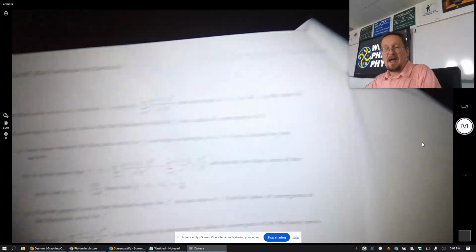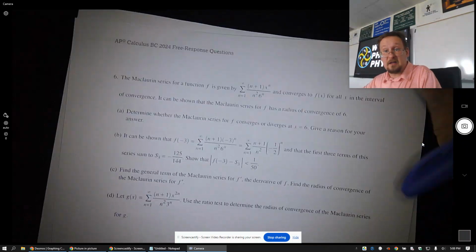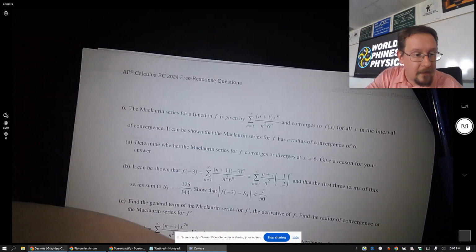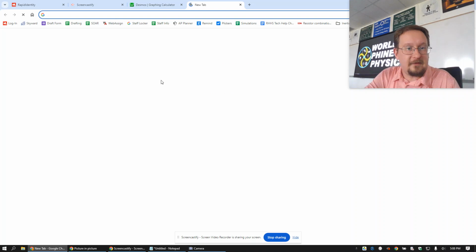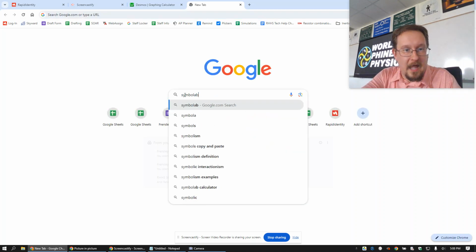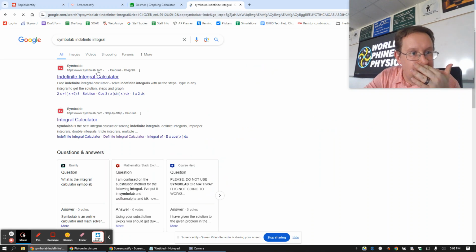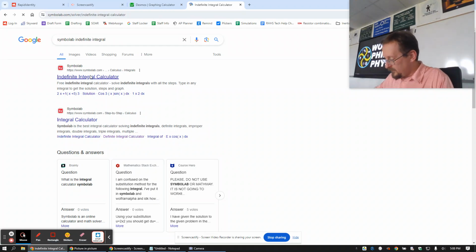I'm not looking up whether that's right. I don't have a way to take an integral. Actually, I think Symbolab has an indefinite integral calculator. Let's see what they have to say. Symbolab indefinite integral calculator. What was that integral again?